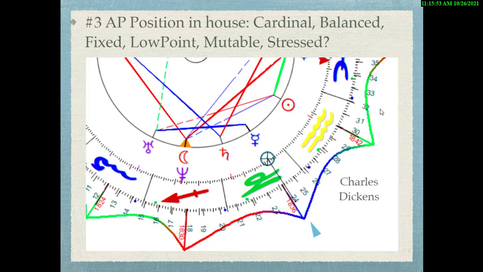Number 3 in my list, as I already stated, the age point position in a house. Is it in the cardinal, balanced, fixed, low point, mutable stress zone? Well, in Charles Dickens' case, when he was so successful in reaching out into the world, it was absolutely happening right at a cardinal point. So that's very important to see that our capacity to bring these planetary drives out to the world are absolutely emphasized at a cardinal zone.